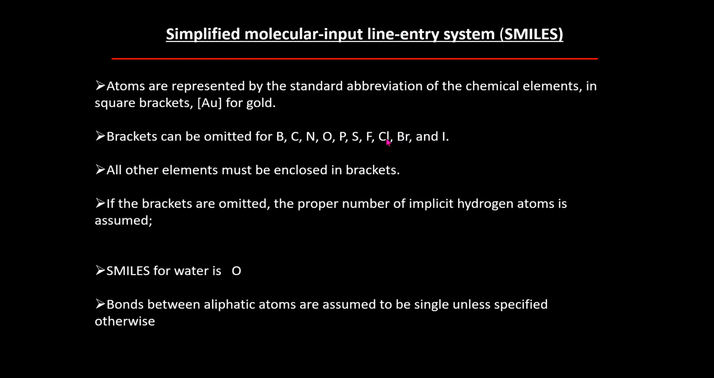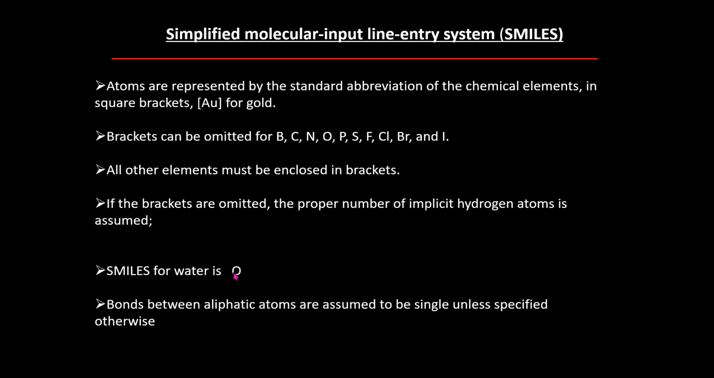Chlorine, we write Cl. For other elements, we write a square bracket. Gold means Au. Only for these, it is written without any bracket; it's automatically assumed. And you don't write anything for hydrogen because it's implicitly assumed. So if I write just carbon, it is assumed as CH4. If I write just O, it is assumed as H2O, water. So for representing water, I just write O.